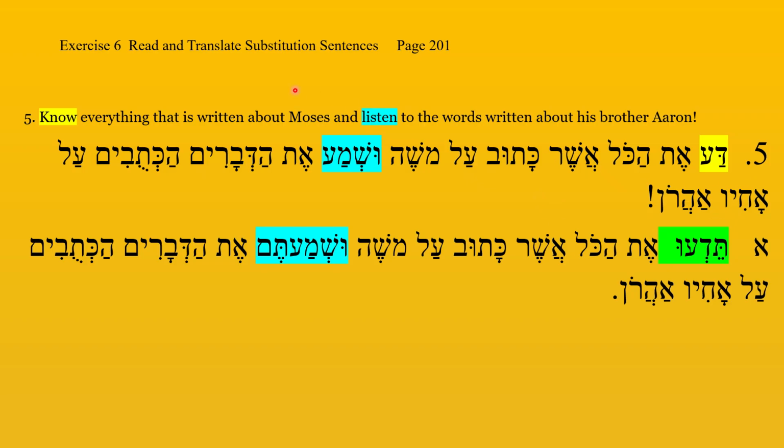Sentence 5. Exercise 6, still on page 201. Sentence 5 reads: Da et hakol asher katuv al Moshe ushma et ha-devarim ha-ketuvim al achiv Aharon. So now we're going to deal with the passive participle, but let's translate. So know everything that is written about Moses, and listen to the words that are being written, or just the words written about his brother Aaron.